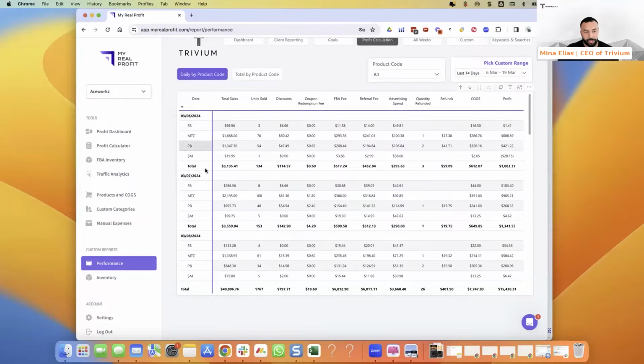Now, here's what a profit calculation looks like. This is what it looks like, right? Day by day, we have sales, total sales, units sold, discount on those units, coupons, the FBA fee, the referral fee.